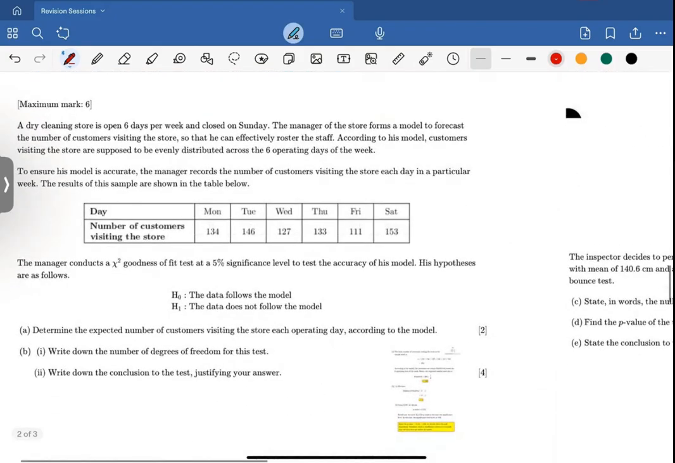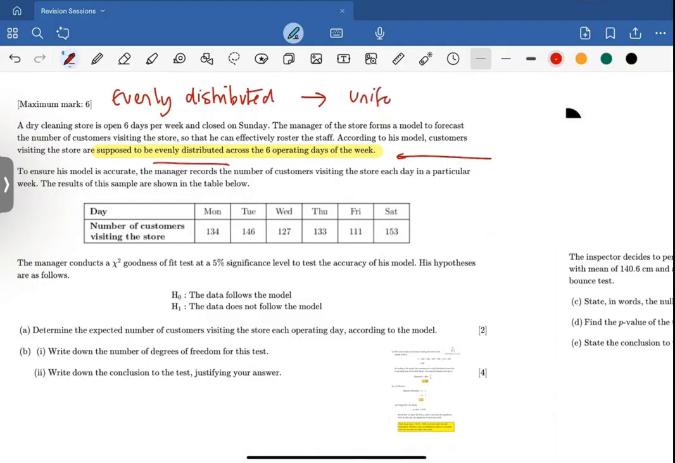We've got a dry cleaning store. It's open 6 days a week and closed on Sunday. The manager of the store forms a model to forecast the number of customers visiting the store so that he can effectively roster the staff. According to his model, customers visiting the store are supposed to be evenly distributed across the 6 operating days of the week. So there's that key sentence: he thinks that they should be evenly distributed. So evenly distributed is our clue that we think it's going to be a uniform distribution.